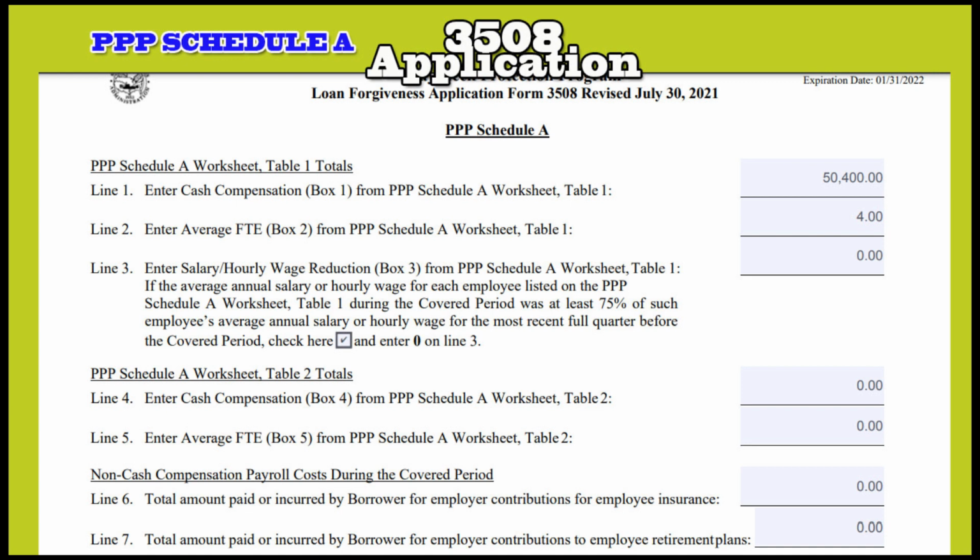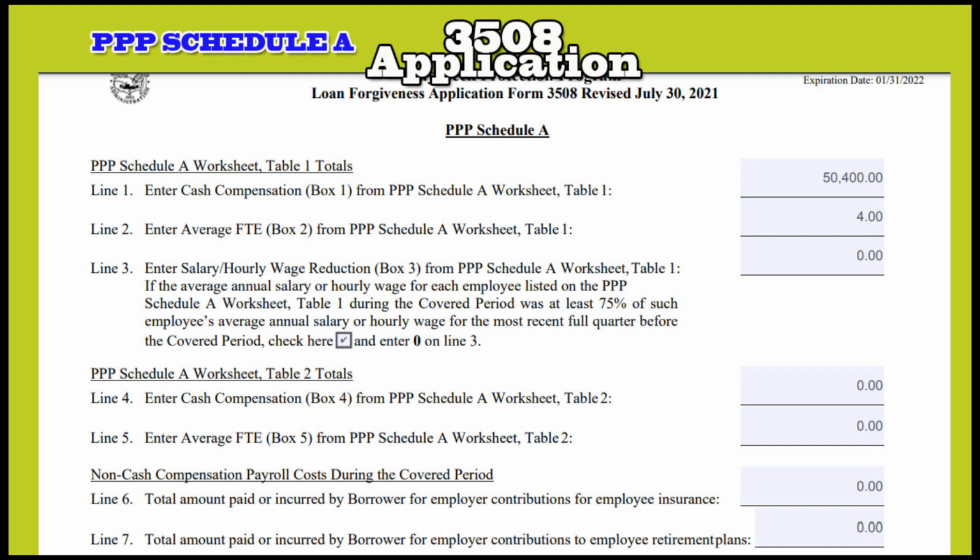Now, let's go to our non-cash compensation payroll costs during the covered period only. Line 6, we would enter insurance. Did we pay any insurance, contribute to any dental, life, vision, etc.?